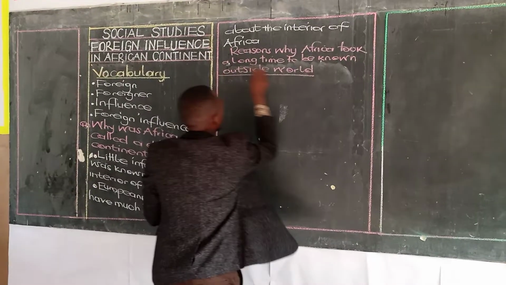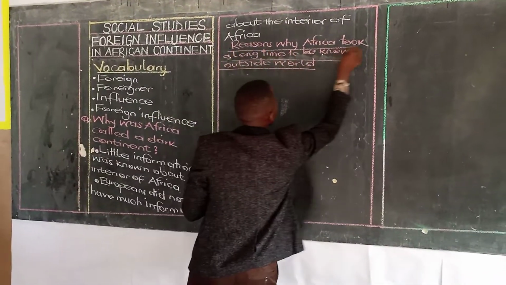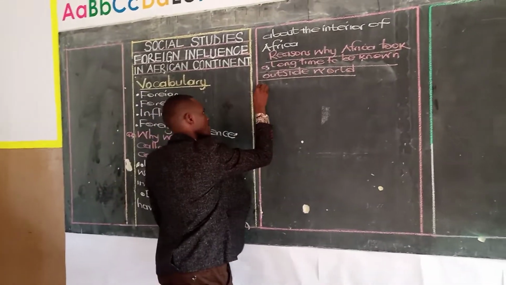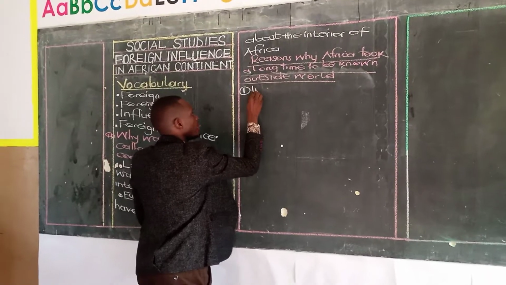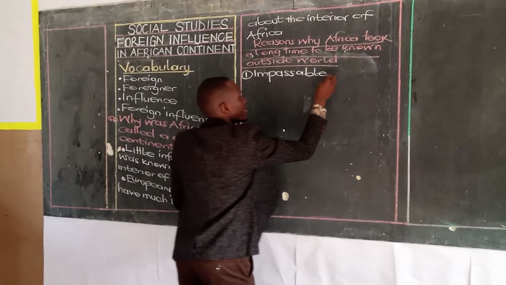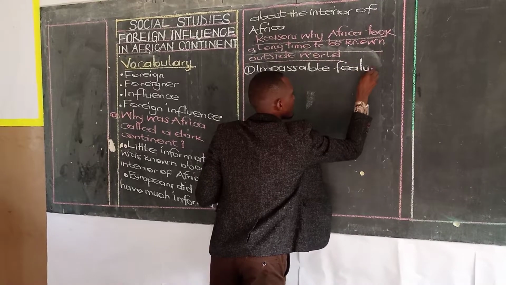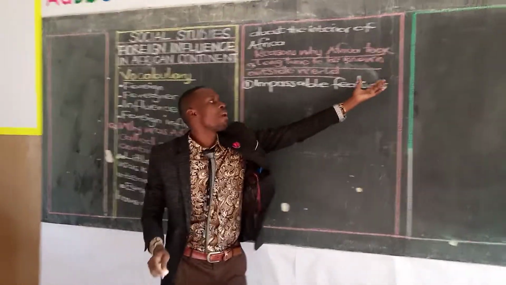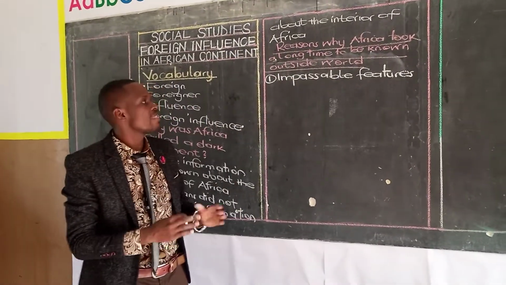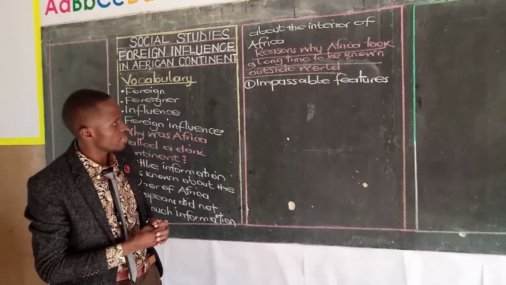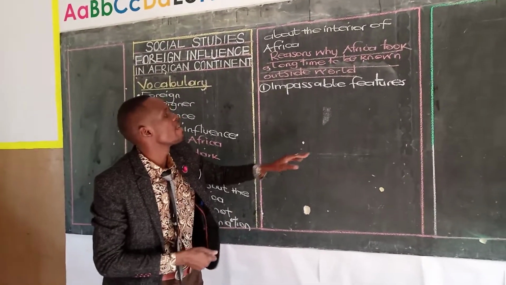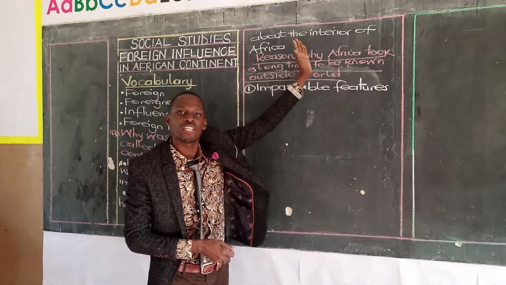So we want to look at why Africa, especially the interior, took a long time to be known outside the world. And one of them, we talked about impassable features. One, Africa had impassable features. Boys and girls, the interior of Africa had impassable features like huge mountains, lakes and rivers, and then thick and impenetrable forests. These impassable features hindered the movement of foreigners in Africa, and therefore it was so difficult for them to advance into the interior of Africa.